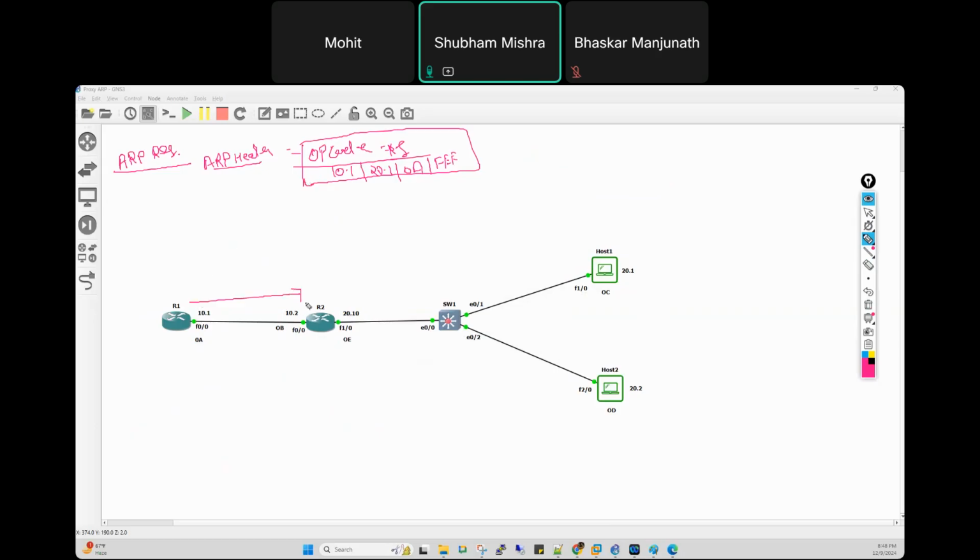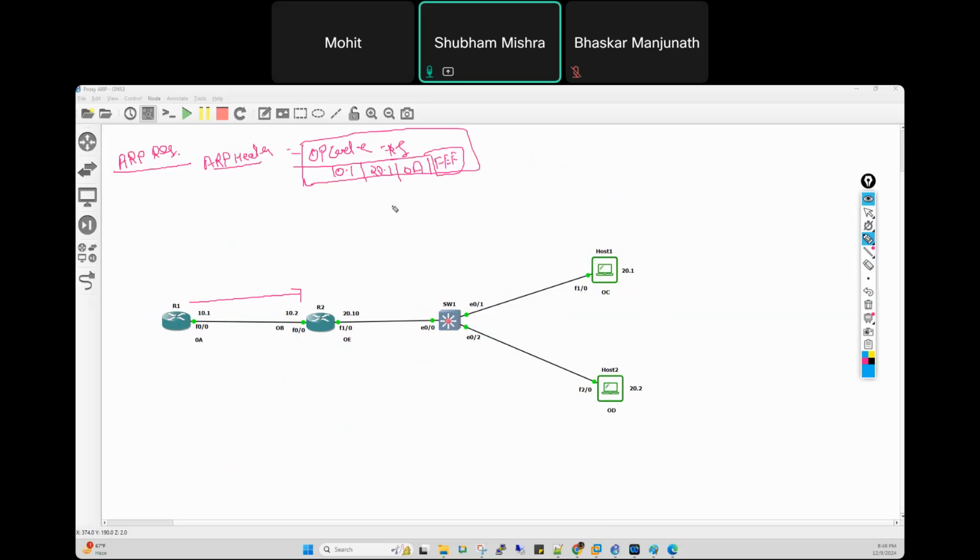R1 forwards this packet to R2. What will R2 do? R2 first of all checks layer 2. At layer number 2, R2 finds the destination MAC address is FFFF. It means this MAC address is for everyone. So R2 accepts this packet. Getting my point? Yes or no?